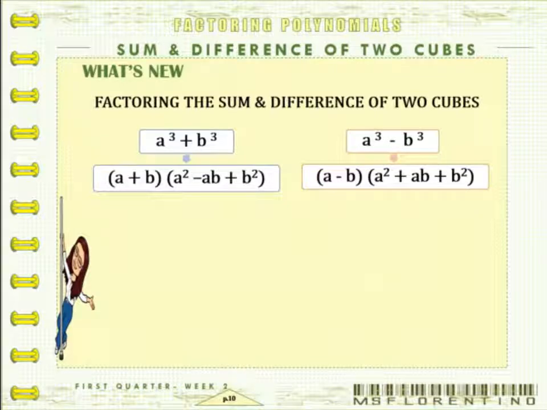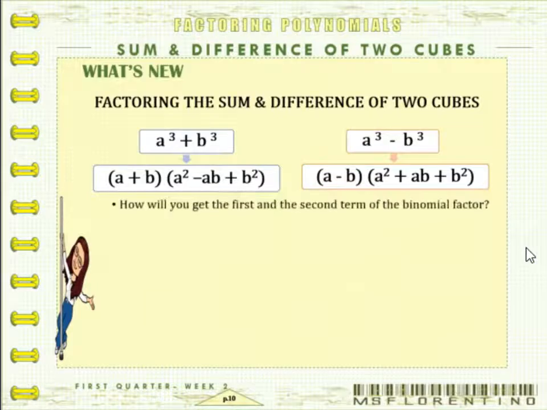To get the factor of the sum and difference of two cubes, we also need to answer these questions. How will you get the first and the second term of the binomial factor? To get the first and the second term of the binomial factor, we simply get the cube root of the first and the second term.